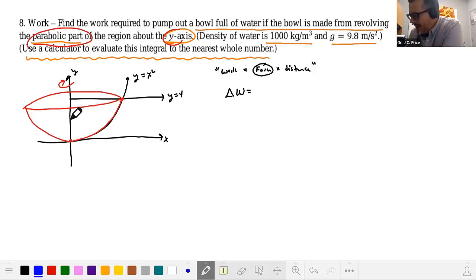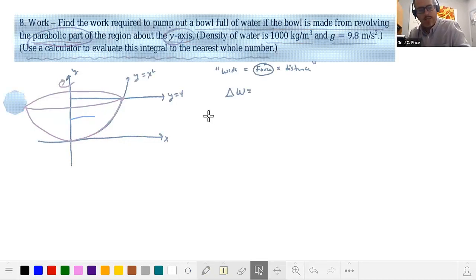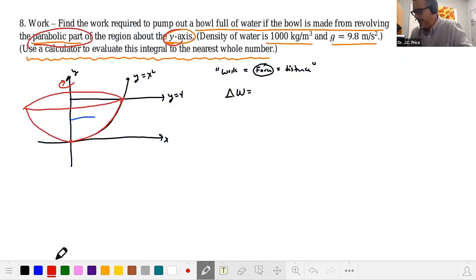Okay. So we're going to take a little piece over here. And so that little piece is kind of like a little rectangle, and wrap it around. It's a little piece of this thing. That's how we got this thing, right? It's just this little piece right here. And it's like a little disc.